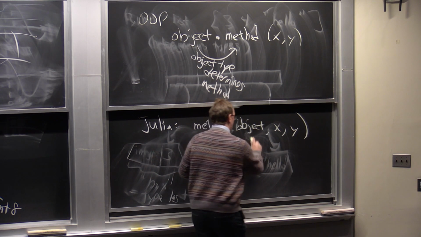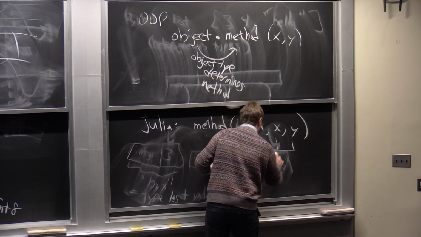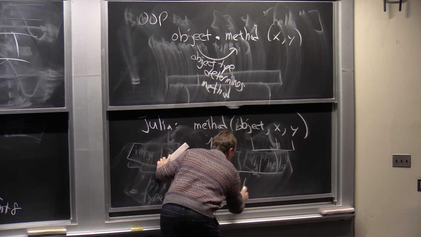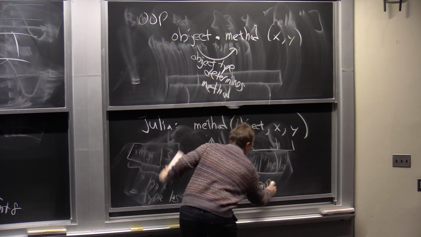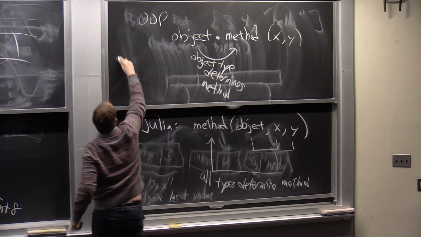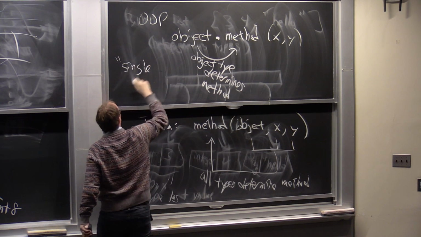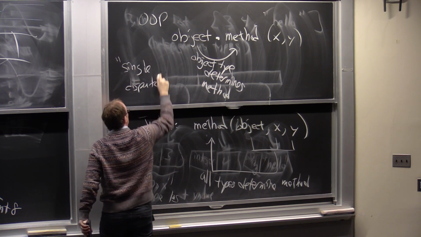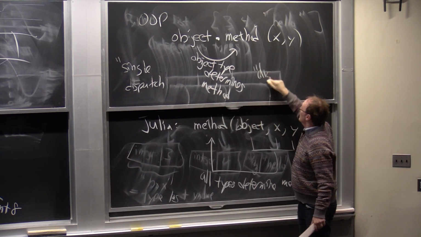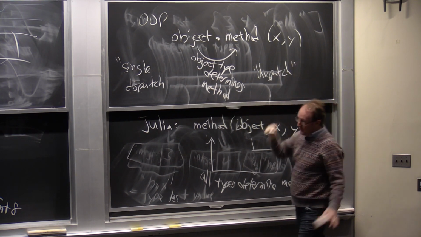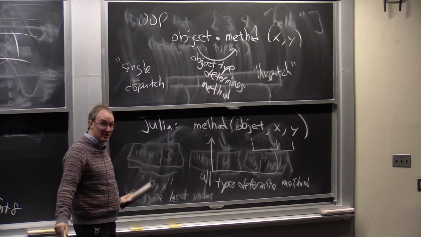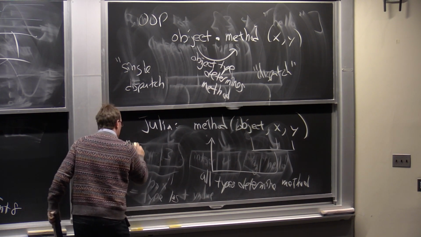In a multiple dispatch language, you look at all the types. This is sometimes called single dispatch, because determining the method is called dispatch. Figuring out which function is spelled length, which function you are actually calling, that's dispatching to the right function. So this is called multiple dispatch.